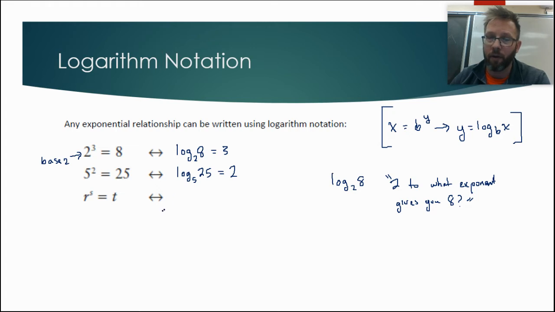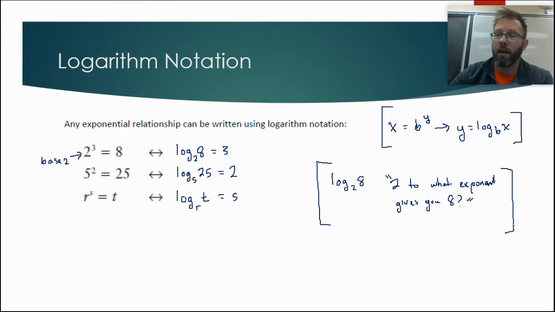Let's do another one. What's the base? The base here is r. r to the power of s equals t. So log base r of t. r to what exponent gives you t? In our expression here, it's s. This is the definition that really helped me as I was learning these in high school. It's just thinking about the base of 2: it's 2 to what exponent gives you 8.